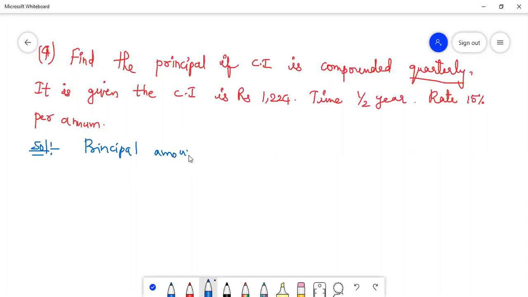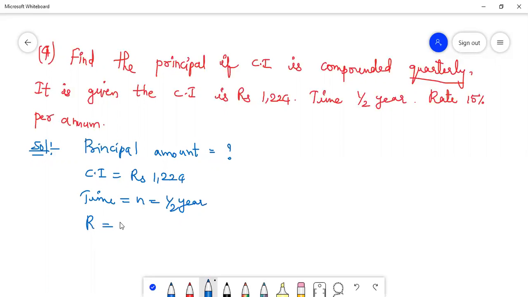Principal amount is equal to how much? And they have given compound interest is equal to rupees 1224, and time is n equal to half year, and rate of interest capital R equal to 15% per annum.